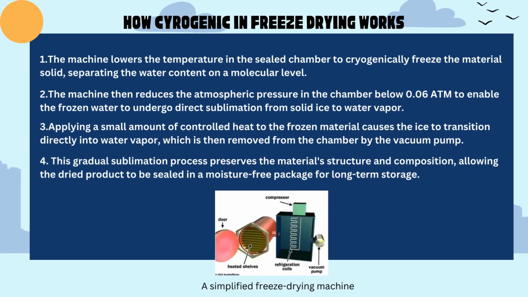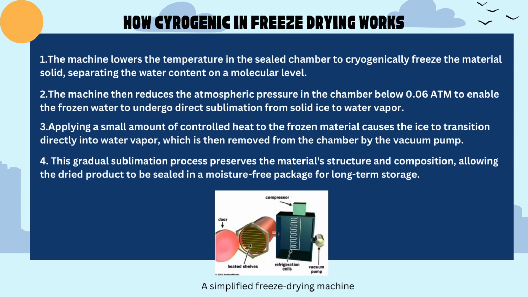Next, we are moving to how cryogenics in freeze drying works. First, the machine lowers the temperature in the chamber to cryogenically freeze the material solid, separating the water content on a molecular level. This means that the freeze drying process begins by rapidly freezing the material to extremely low cryogenic temperatures, typically well below the normal freezing point of water at 32 degrees Fahrenheit, basically separating the ice crystals from the surrounding non-aqueous components on a molecular scale.